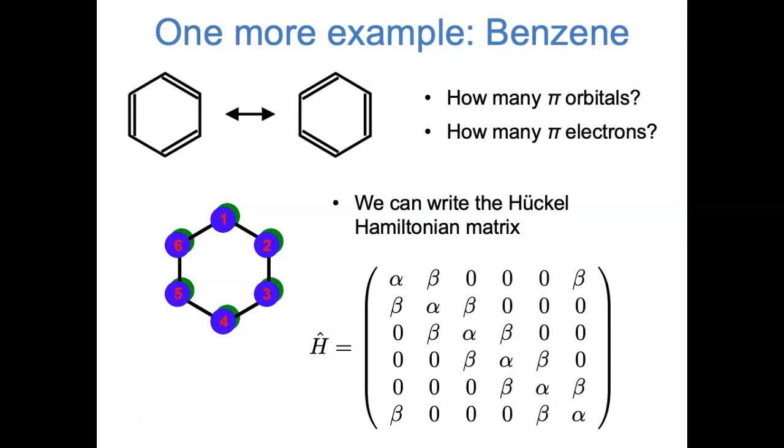And remember, they're beta if 2 atomic orbitals are nearest neighbors, and they're 0 if 2 atomic orbitals are farther apart from each other. So for example, if you look at row 1, column 2 of the matrix, that's a beta, because orbitals 1 and 2 are nearest neighbors. But if you look at row 1, column 3, that entry is a 0, because orbitals 1 and 3 are farther apart from each other. They're not nearest neighbors. So you can just fill in all of the off-diagonal elements as beta and 0, looking at whether 2 atomic orbitals are nearest neighbors with each other.